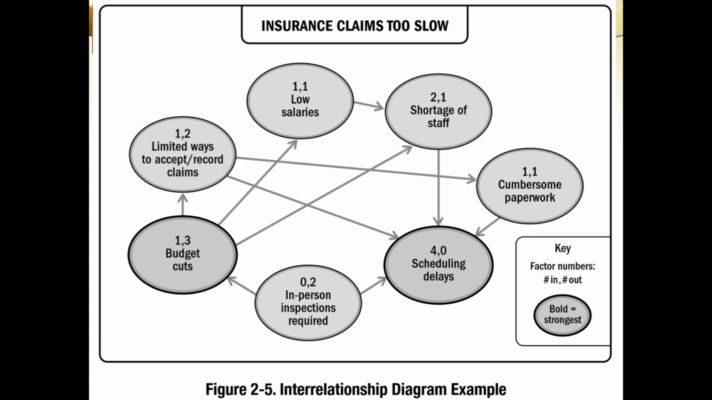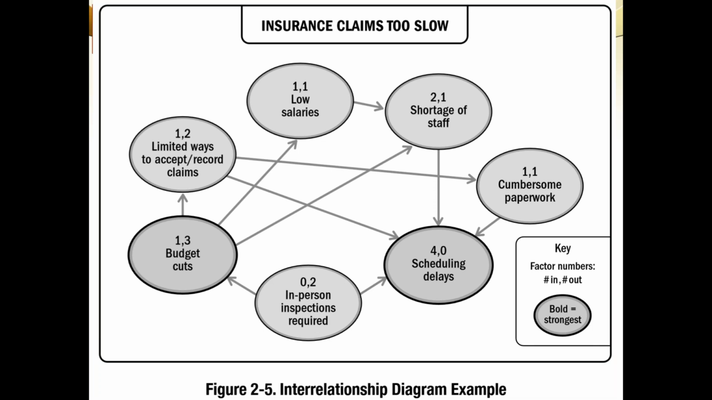budget cuts is impacting limited ways to accept records. It is also impacting the low salaries. It is also impacting the shortage of staff. But low salaries is also impacting the shortage of staff. And limited ways to accept records and claims is making things more cumbersome, as well as causing scheduling delays. And the shortage of staff is also causing scheduling delays. In-person inspection is causing budget cuts and it is also causing scheduling delays.